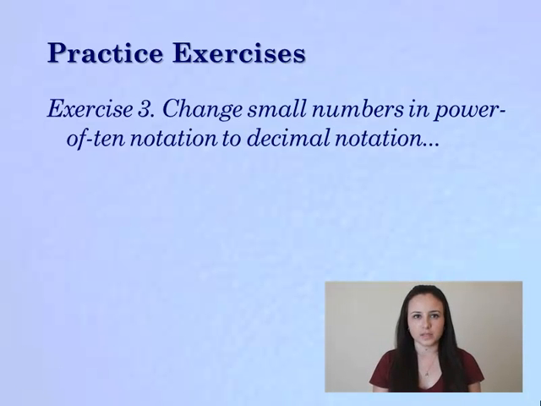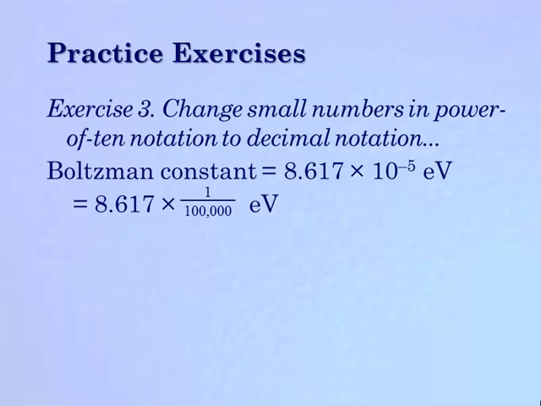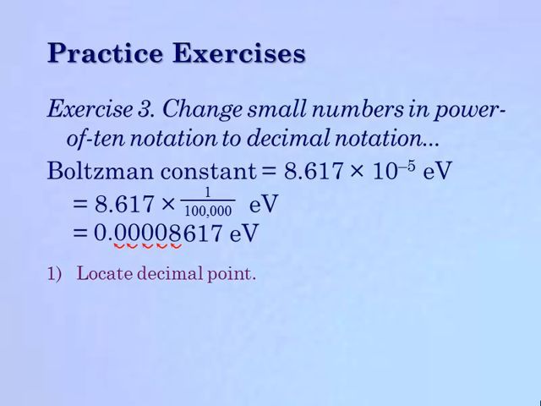We can change small numbers in power of 10 notation to decimal notation, such as the Boltzmann constant of 8.617 times 10 to the minus 5 electron volts. By changing the 10 to the minus 5 to 1 divided by 100,000, we're going to do just the opposite. We are going to take that decimal point and move it over to the left this time. By how many places do you think? 5 places, right? And we're going to insert some zeros to make that decimal point stay out there and add a 0 in the beginning before the decimal point.